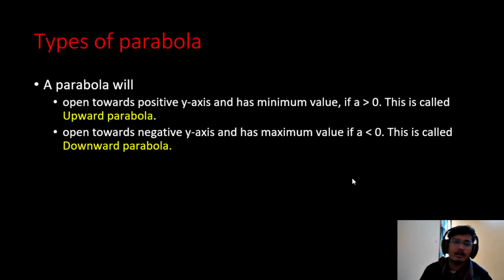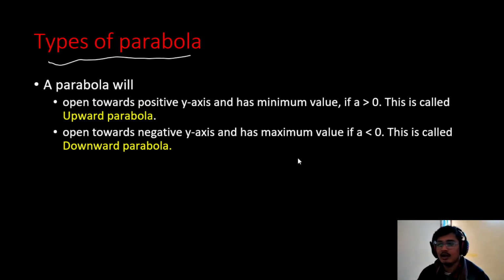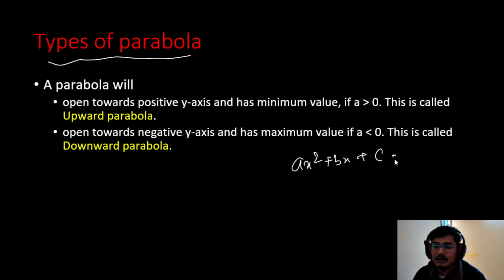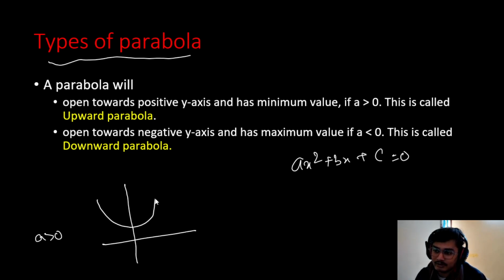Now let's talk about the types of parabola. We have basically two types of parabola, one opening upward and one downward. A parabola opens towards the positive y-axis and has a minimum value if a is greater than 0. If we have a parabola ax² + bx + c and a is greater than 0, meaning the coefficient of x² is greater than 0, then we will get an upward-facing parabola. So this will be our parabola.